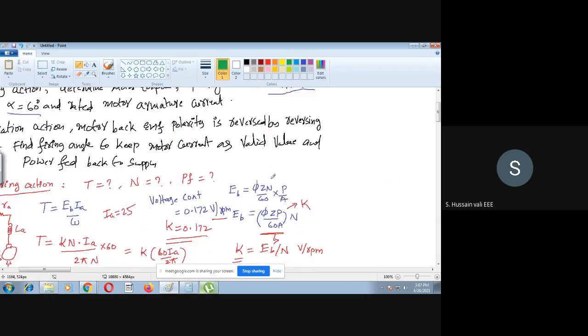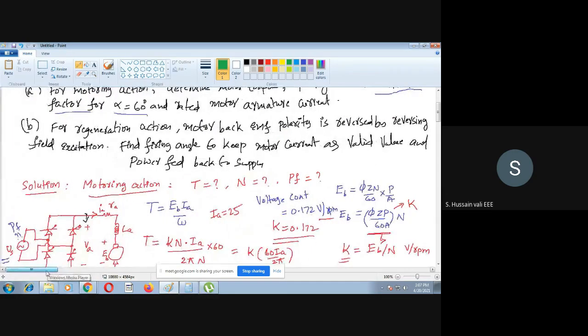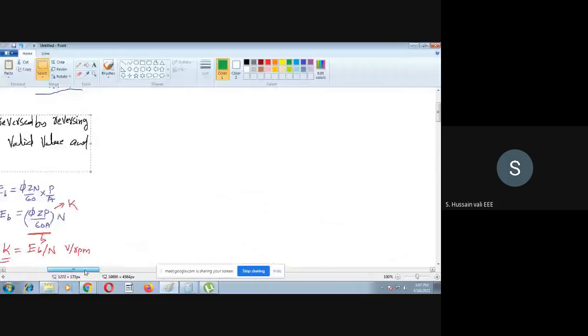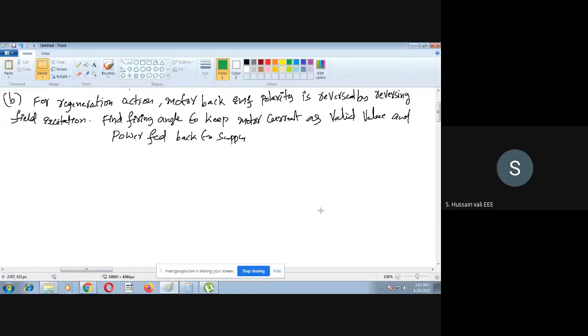So now we'll go to the second question. What is the second question? For a regenerative action, motor back EMF polarity is reversed by reversing field excitation. We'll just copy this and solve this side. For regenerative action, motor back EMF polarity is reversed by reversing field excitation.